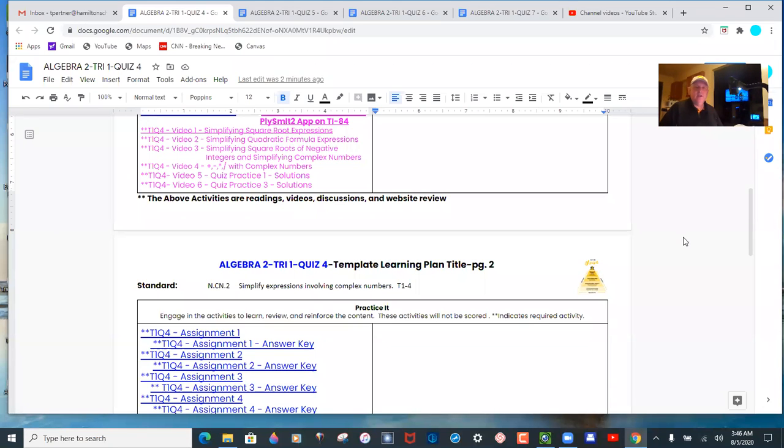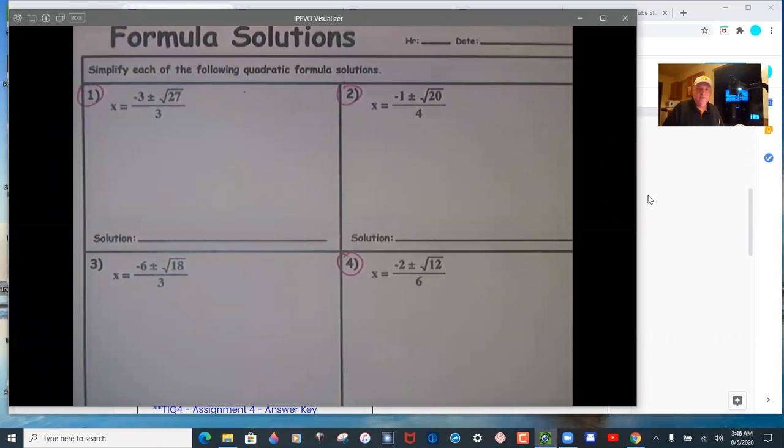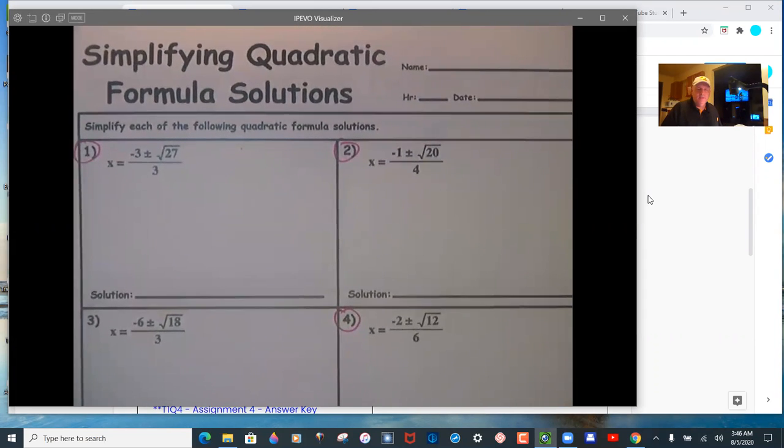This is the second assignment for the fourth quiz, simplifying quadratic expressions. Okay, and this is what it looks like. And this is just going to be practice with simplifying these expressions that result from the quadratic formula.